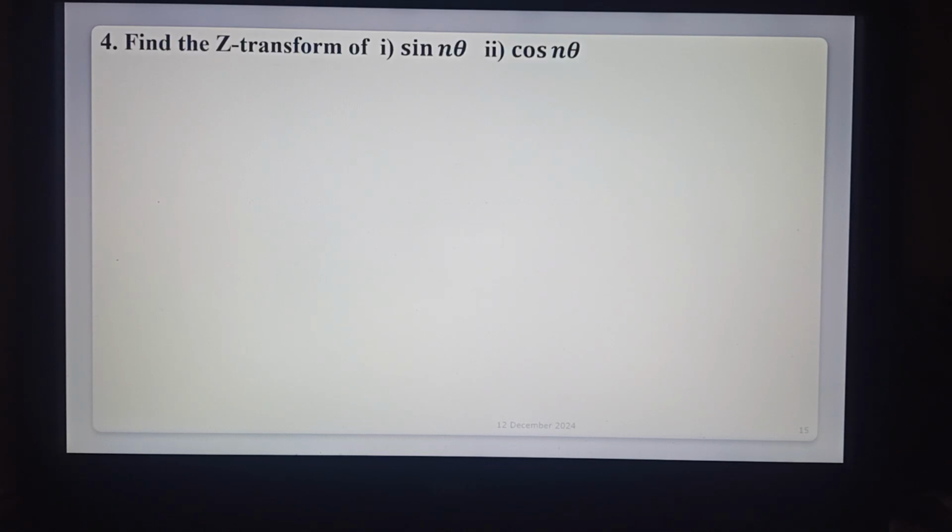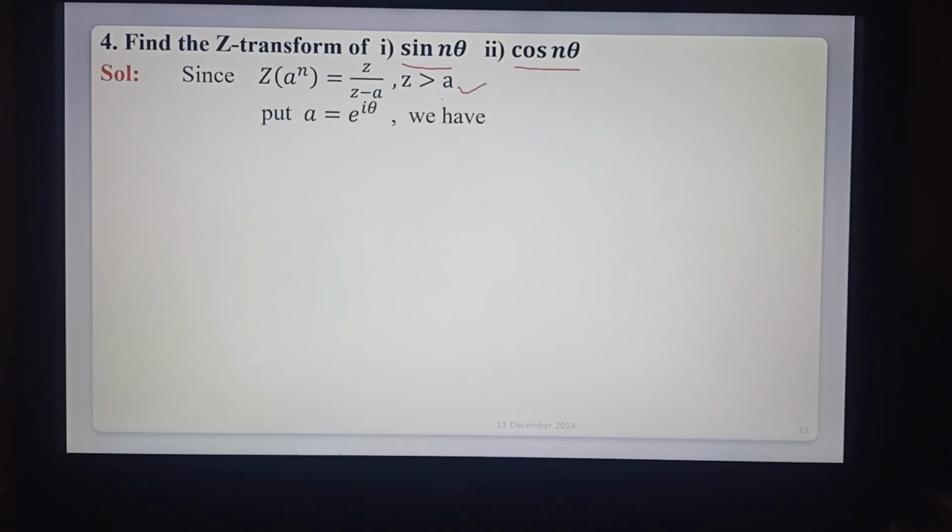So next one, find the Z transform of sin n theta and cos n theta. This is one of the important long questions. So the sequence is sin n theta and cos n theta. By using this formula, we already found that the Z transform of a power n is equal to z by z minus a. Okay. So now substituting here a is equal to e power i theta.